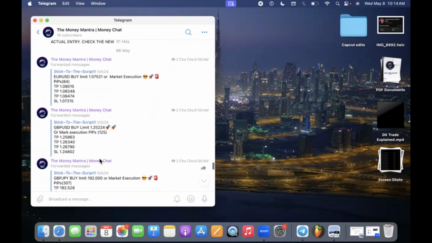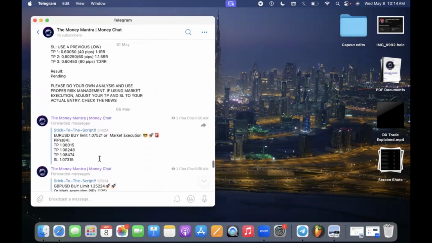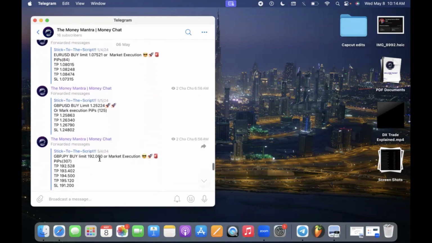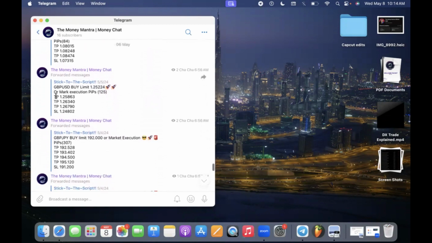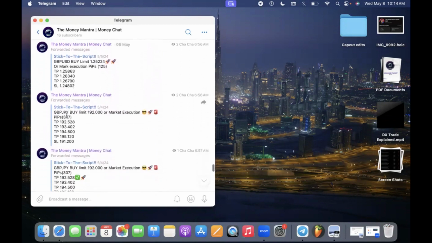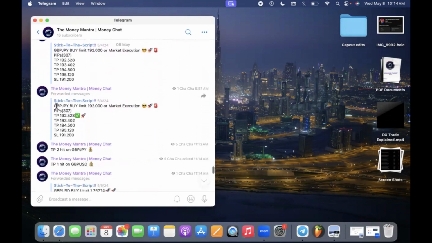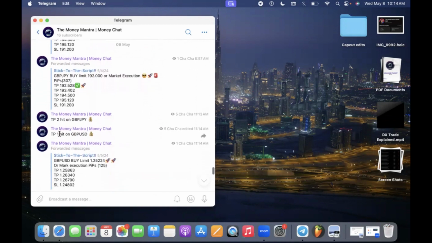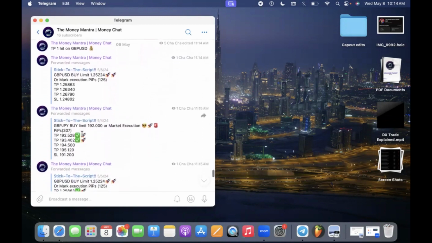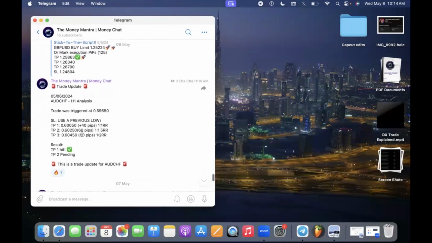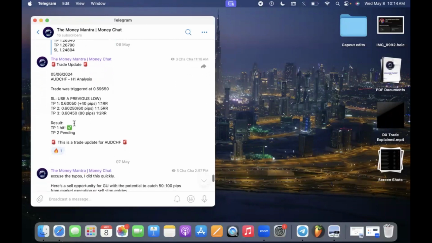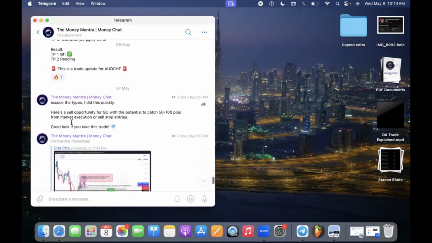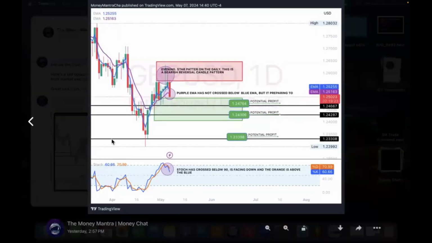So this is all from this week so far. Here are the trade ideas. So we have a Euro USD buy limit. We have a GBP USD buy limit. We have a GBP JPY buy limit. And then we can see these trades being updated in real time. GBP JPY hit TP1, GBP JPY hit TP2, GBP USD hit TP1, and it just continues to go. Here's another trade review that I did for this AUD CHF trade. We can see that it was triggered and TP1 was hit. I have a video on that as well. And now here we are reviewing this trade.